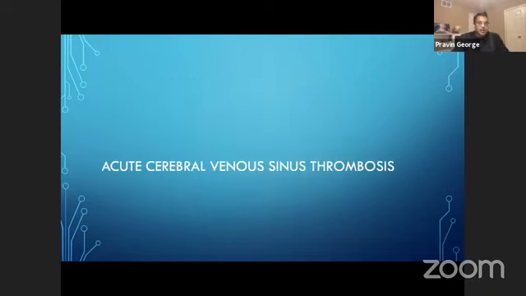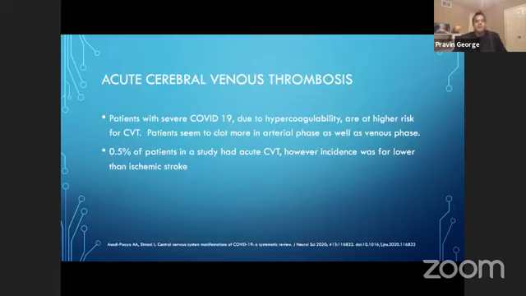In addition to this, there's acute cerebral venous thrombosis that happens, especially intracranially, with this hypercoagulable state. Due to hypercoagulability, they're at higher risk for this. Patients seem to clot more in the arterial phase, however, than the venous phase. As we saw, 0.5% in this study had the CVT. However, this was far lower than ischemic stroke. So just looking at it, there is hypercoagulability, and patients, both young and old, have the possibility for cerebral venous thrombosis.